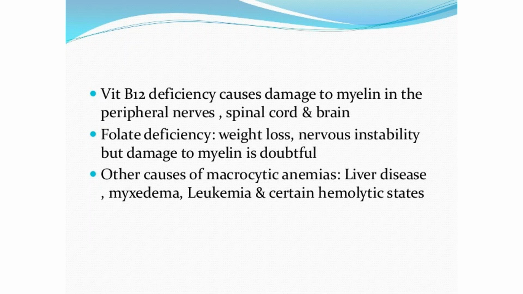So vitamin B12 deficiency causes damage apart from the anemia, DNA synthesis in the bone marrow. It also causes damage to the myelin in the peripheral nerve, spinal cord, and brain. Folate deficiency generally leads to weight loss and nervous instability, but not damage to the myelin as is caused by the deficiency of vitamin B12. These are the other causes we have already told you.